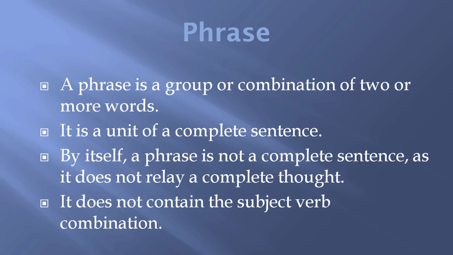Here we come to know four things about phrase. First of all, a phrase consists of at least two or more than two words. Secondly, a phrase is only a part of a sentence. Thirdly, a phrase does not make a complete sense. And fourthly, a phrase does not contain subject-verb combination. For a better understanding, remember all these points.